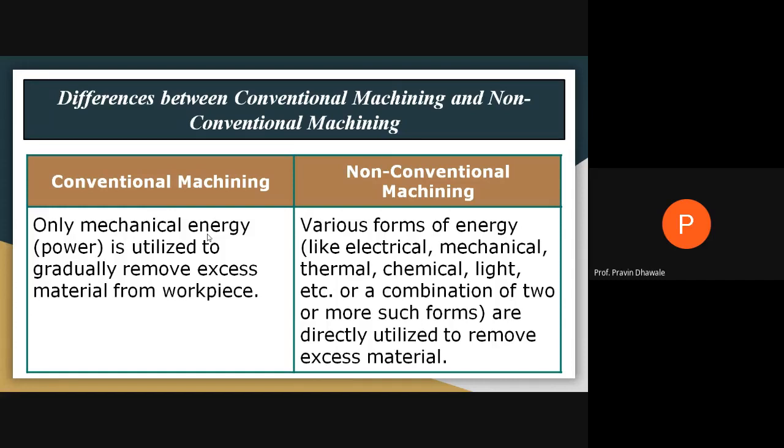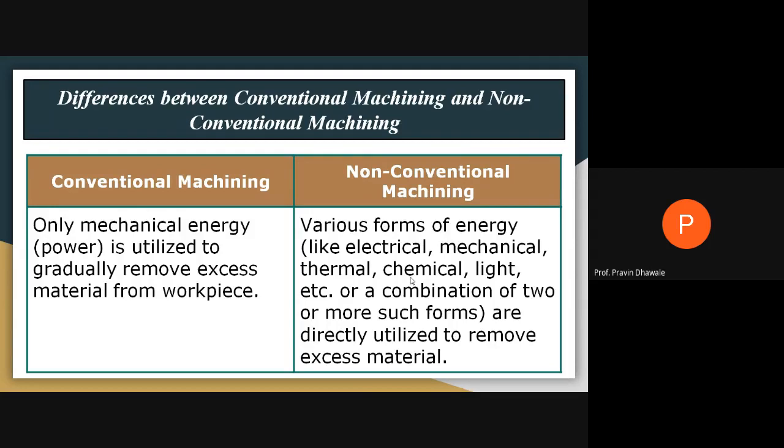Where we require only power, that is mechanical energy, which will be used to remove the material from the workpiece. As compared to the conventional machining, by considering material removal as a parameter, we come across this point. Various forms of energy like electrical, mechanical, thermal, chemical, etc., and a combination of any two are directly utilized to remove the excess material.